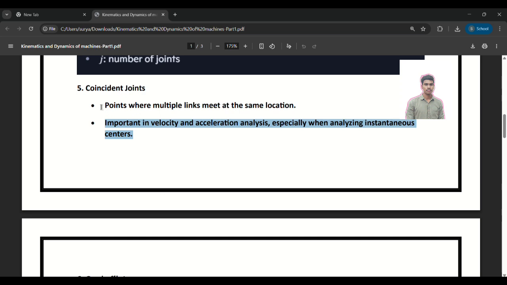Coincident joints, as I already told, are points where multiple links meet at the same location. This is a coincident joint. For example, n number of links coming from different directions which have the same joint at a single location is said to be a coincident joint.